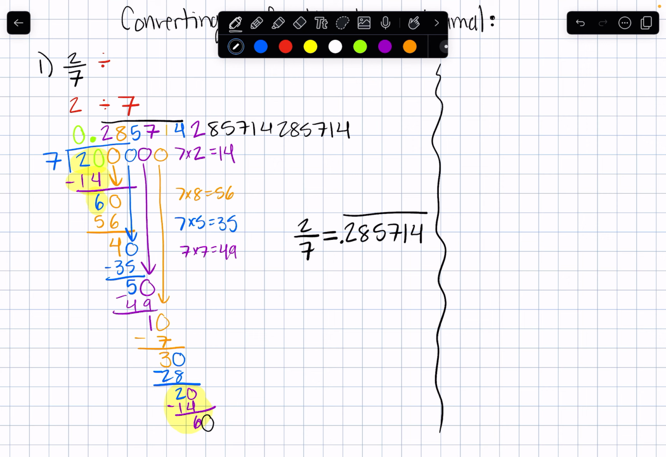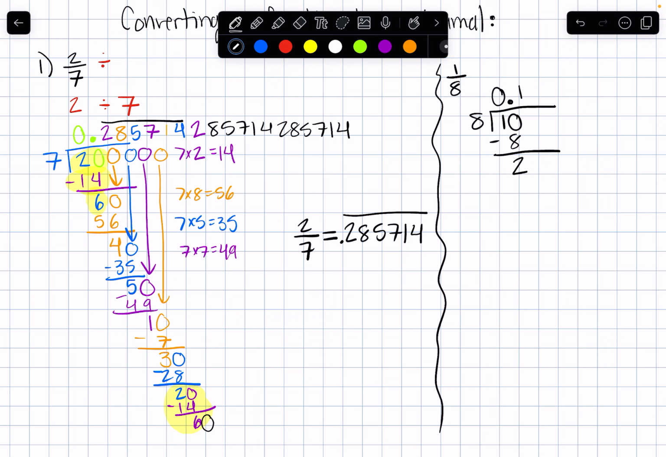Let's do maybe like 1/8. And so if we want to divide 1 by 8, we're putting 1 under our long division symbol, and we're going to have 8 outside of that. And we're first asking ourselves, well, 8 doesn't go into 1, so we're going to put a 0 at our decimal, and now we can start adding zeros underneath the long division symbol. So how many times does 8 go into 10? Well, it goes in once, so we're going to subtract 8, which gives us 2.